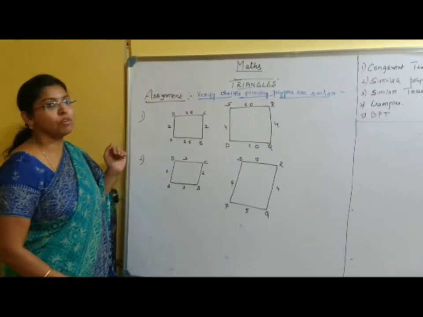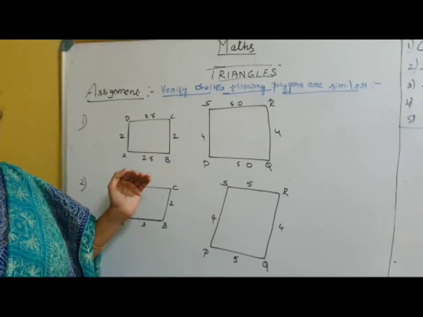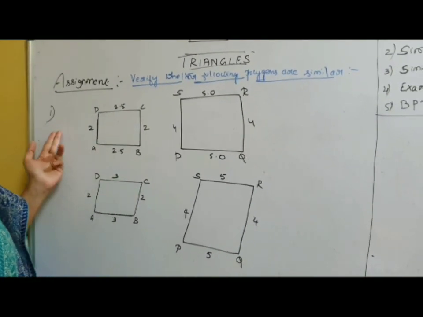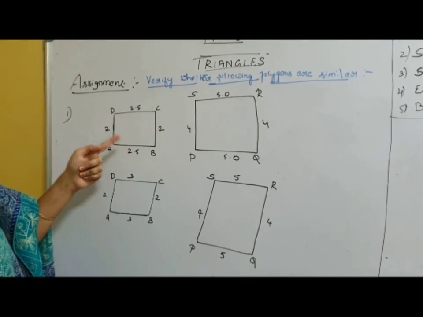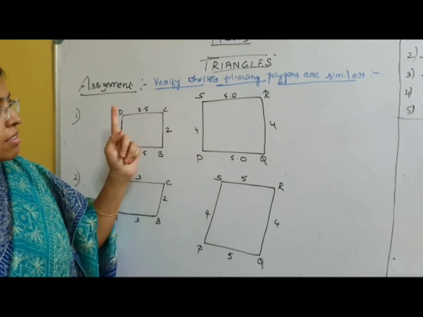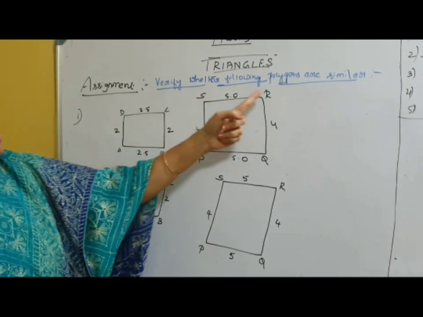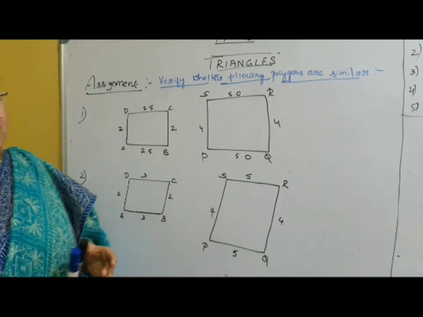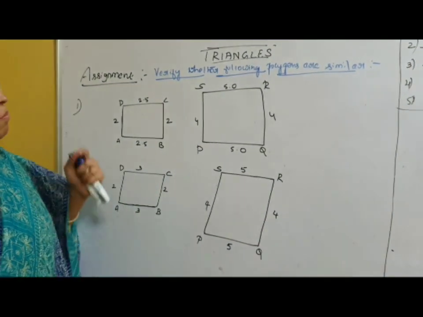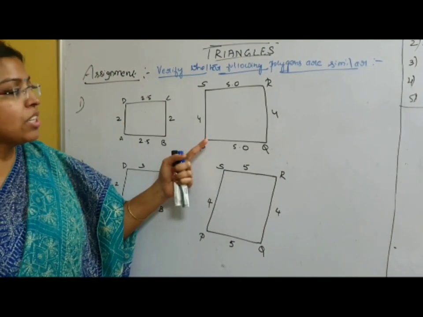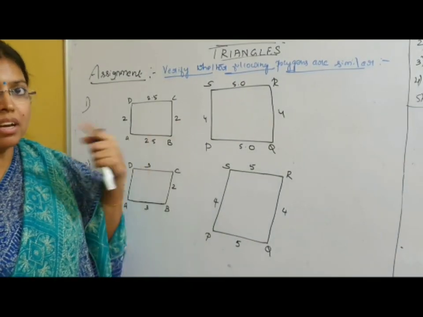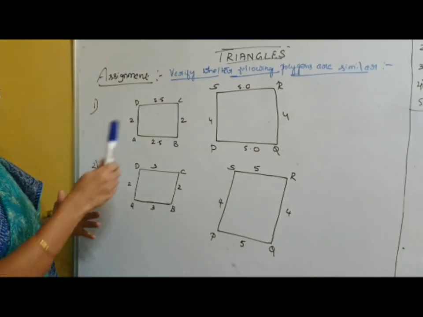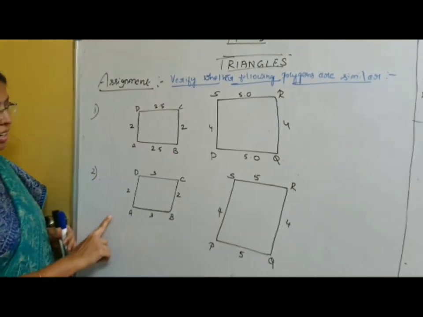So here's an assignment for you so that you'll understand the concept better. For the first question, ABCD is a quadrilateral and PQRS is a quadrilateral. You need to verify whether the following polygons are similar. So what are the two conditions for similar polygons? The corresponding sides must be proportional and the corresponding angles must be equal. So you check for those two conditions for the first question and the second question.